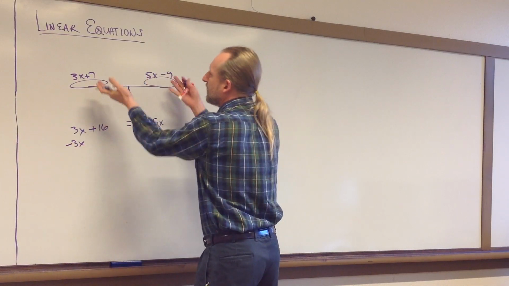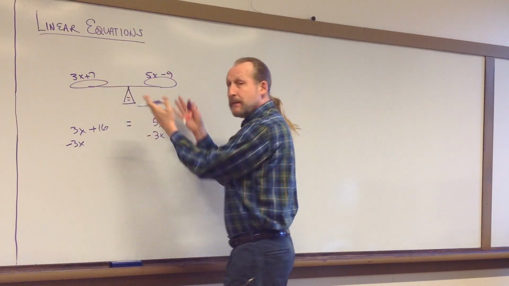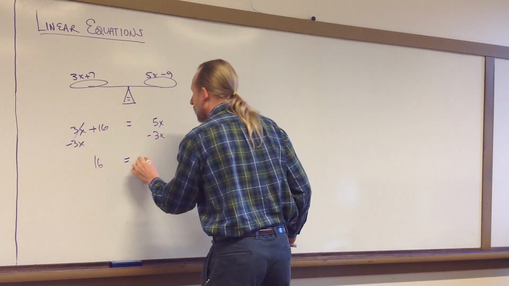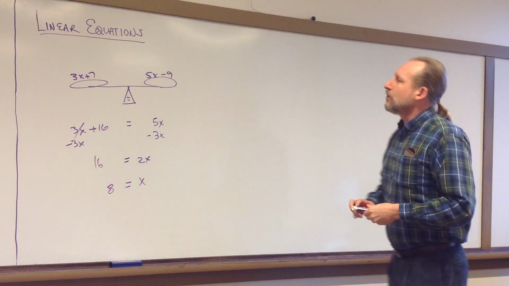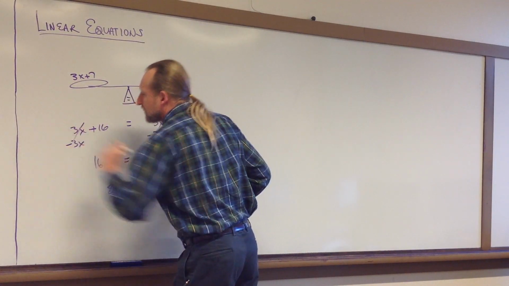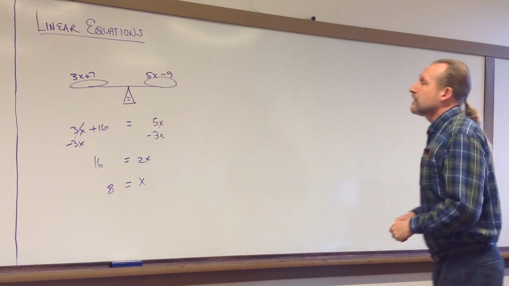And the whole idea here is this is like a balance, right? And so when you do something to both sides, you're keeping this in balance, okay? Which means that it stays equal. And so here we get x equal to 8. So the goal usually is to get all your x's on one side, get everything else on the other side, and then isolate the variable so that we get a solution.